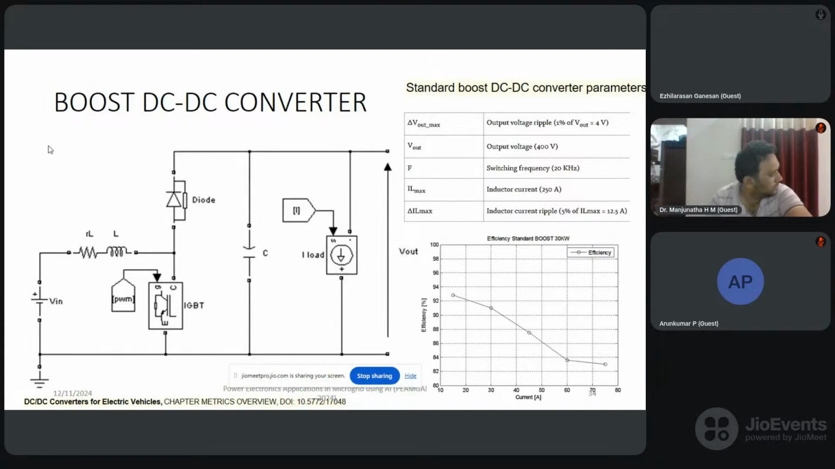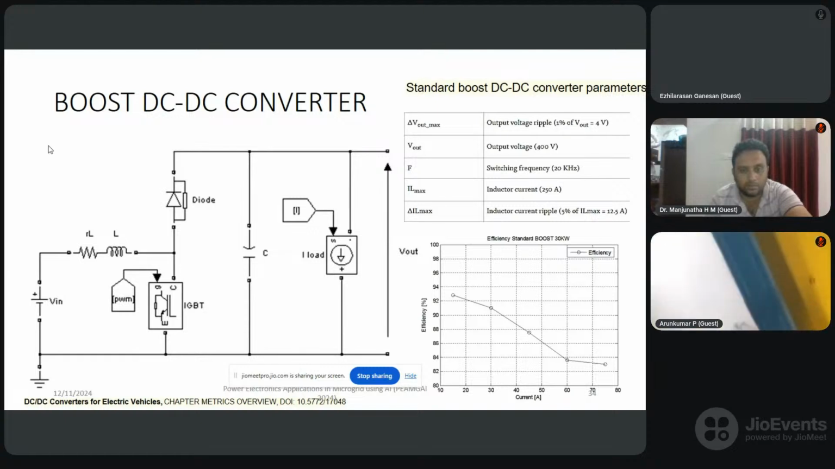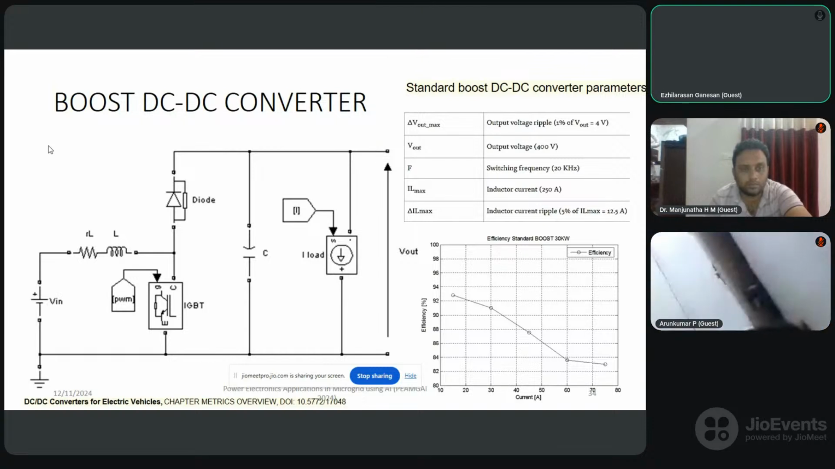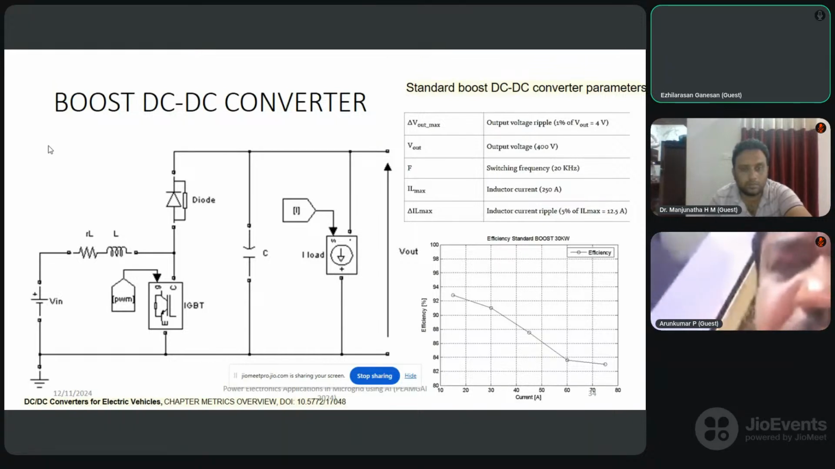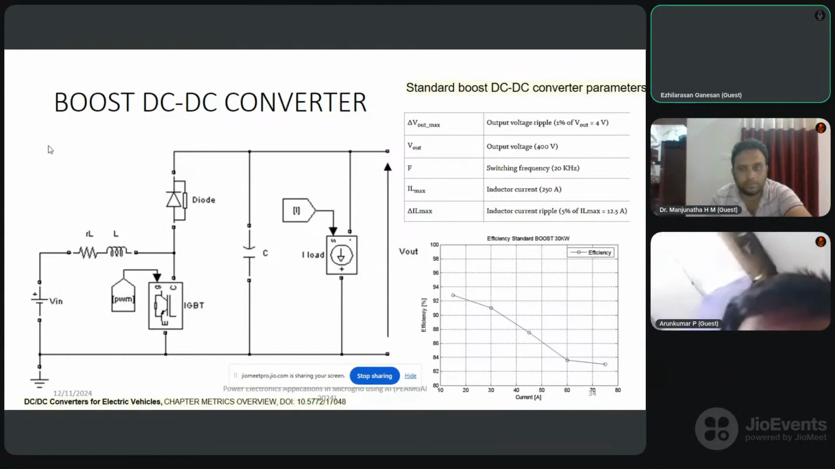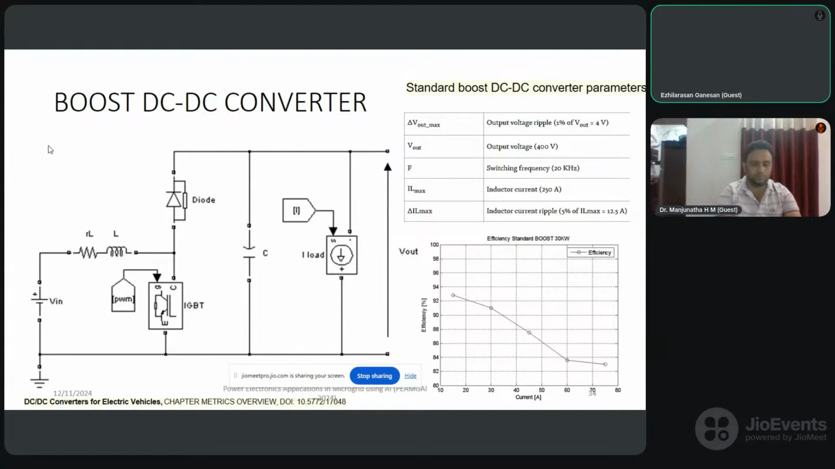Sir, sorry for the disturbance. How can we set the switching frequency? How can we choose that switching frequency value as 20 kilohertz? The switching frequency is chosen based on the design. It depends on the device you use, IGBT. If it is an SCR, I cannot switch at 20 kilohertz. It also depends upon the values of L.